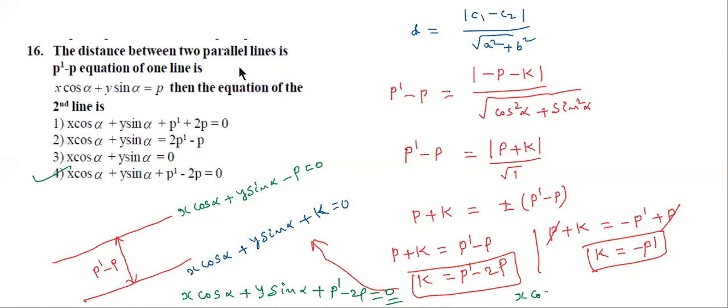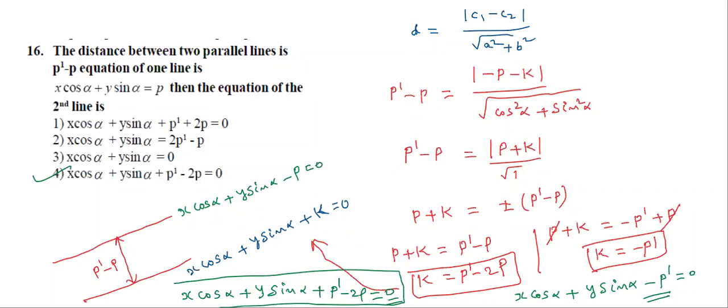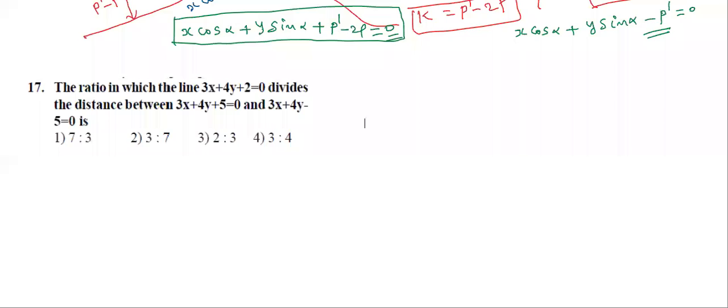X cos alpha plus y sin alpha minus p dash is equal to 0. This is also correct, but it is not there in options. Okay. So finally, which option correct, students? Fourth option.